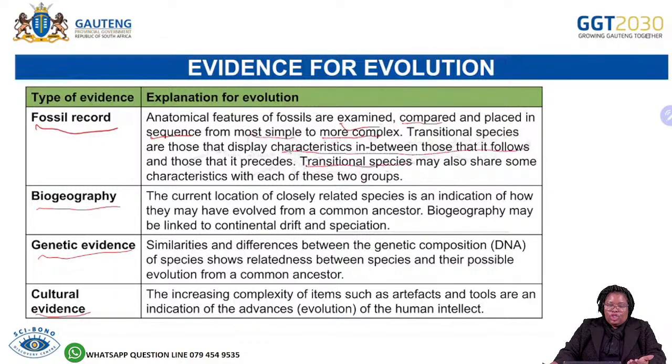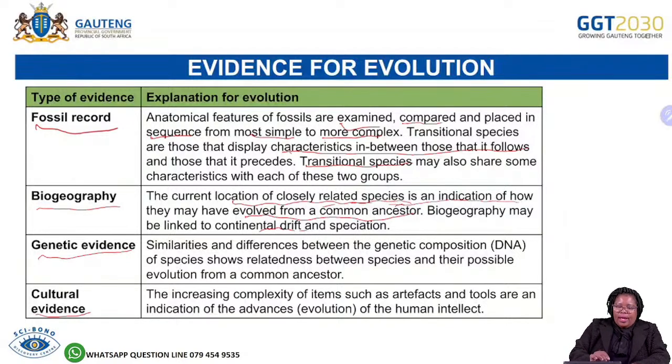Let's look at the biogeography. Now, with the biogeography, think of what? A location where we can find living organisms. Biogeography is the location of closely related species, an indication of how they may have evolved from a common ancestor. Now, it may be linked to what? Continental drift and speciation. We are going to learn about those later on, the difference between what is continental drift and what is speciation.